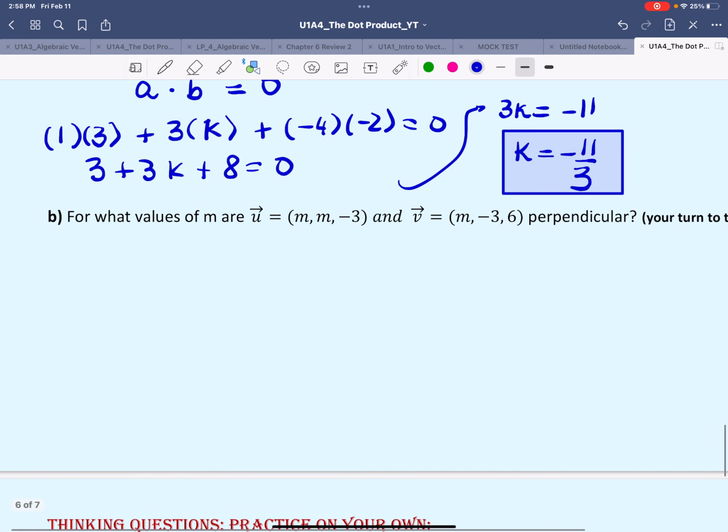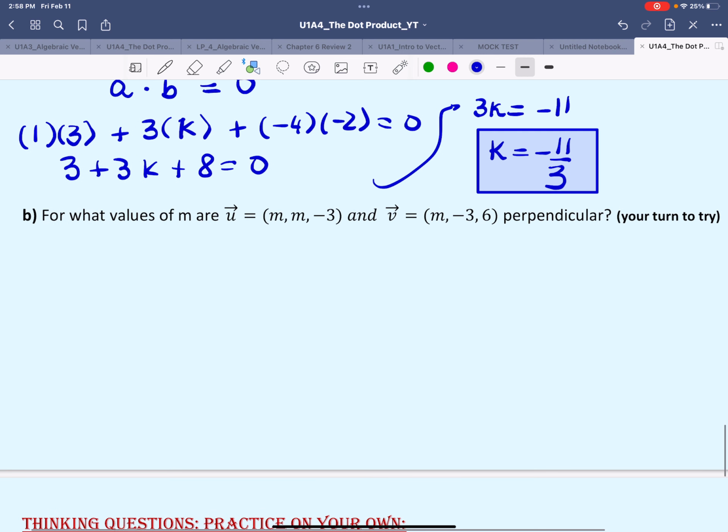Now, the next example is for you to try. It's very similar, slightly different, obviously. Again, the two vectors are perpendicular. This time we're missing the variable m, which appears in more than one spot. The idea or the concept is the same. So we're going to use again the dot product u dot v, which is going to be 0.